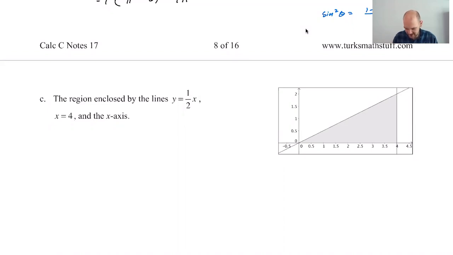But here, this is a triangle, right? So there's a triangle that has a base of 4 and a height of 2. So I know the area should be 4 when I'm done. Let's see if we actually get that. It's the region that's enclosed by y equals 1/2 x, x equals 4, and the x-axis. None of that is written in polar. We need to describe the region in polar coordinates.